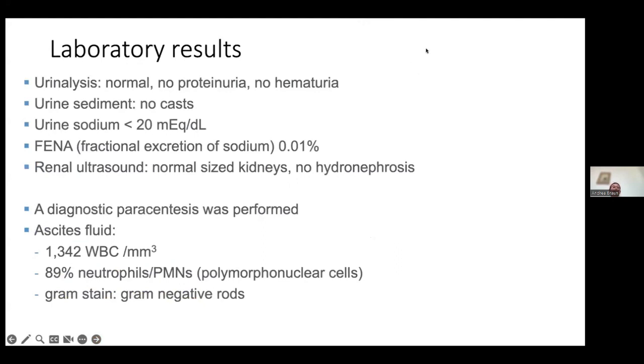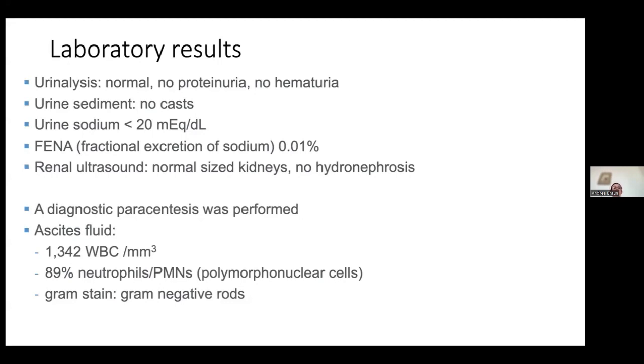Okay, I'm just checking the chat here. The UA is basically normal. Particularly, there's no protein, there's no blood. Urine sediment, there's no RBC or WBC casts. So no casts. Casts you would see in glomerulonephritis, right? That's why you're looking at that. Or muddy brown casts in ATN. The urine sodium is less than 20, that's low. You calculate a FeNA, fractional excretion of sodium, 0.01%. So that's low as well.